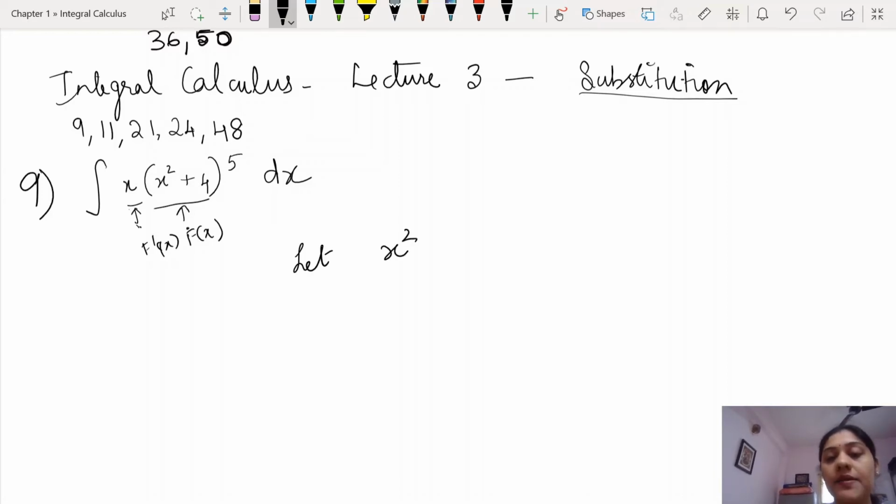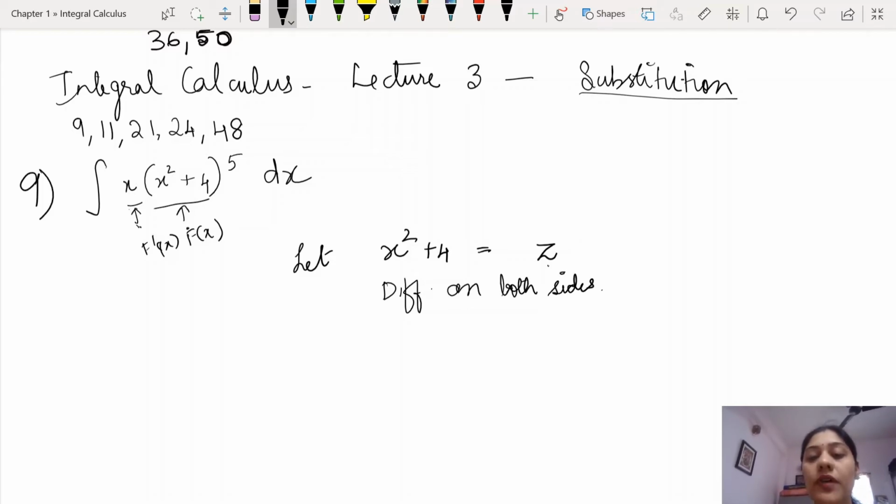Let me say, let x square plus 4 equal to some term z. Normally, the convention is to use z or u. Now, if I say that this term is equal to z, then when I differentiate both sides, what we get is 2x dx is equal to dz. So x dx is equal to half dz.